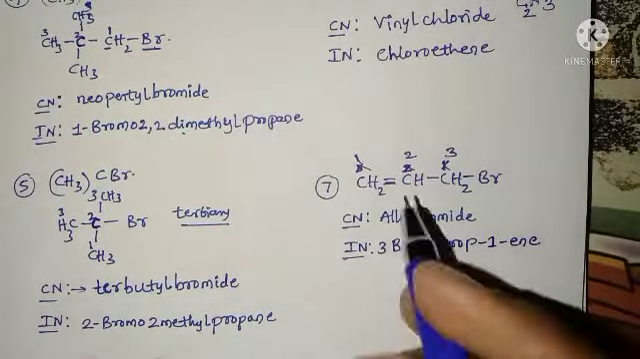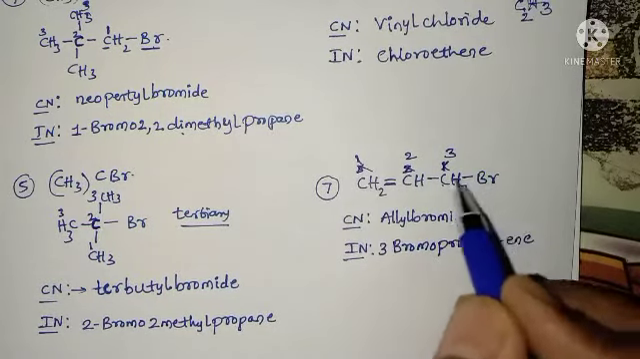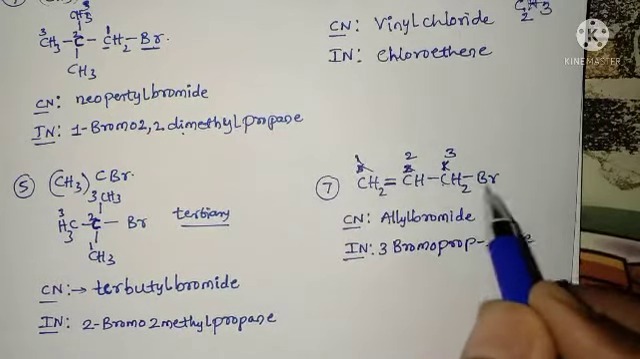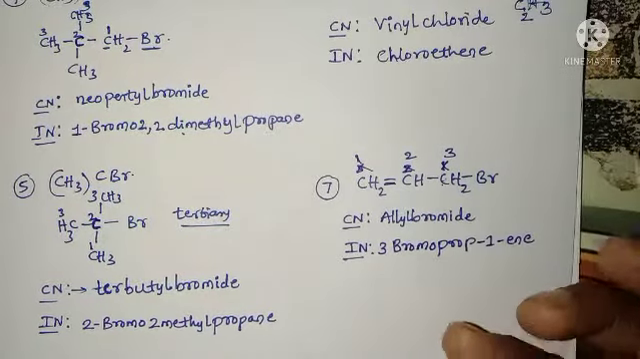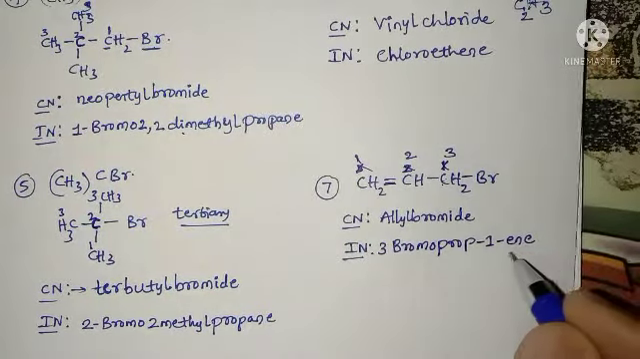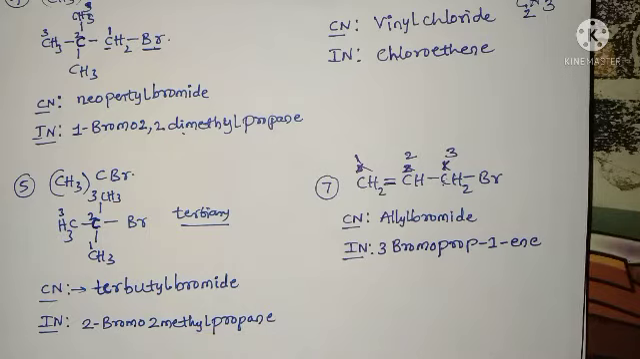So in the earlier examples we started numbering from the carbon atom nearest to the halogen atom, but here the carbon-carbon double bond is present, so we have to give the preference to it first, and then name the other carbon atom. So here the IUPAC name of this compound is 3-bromoprop-1-ene. Ene is because the carbon-carbon double bond is there. So this is the nomenclature of haloalkanes.